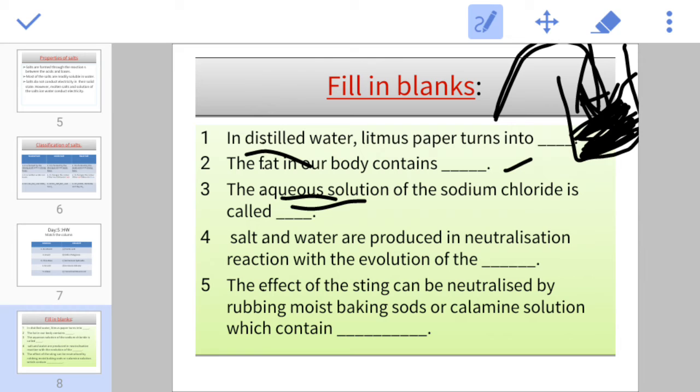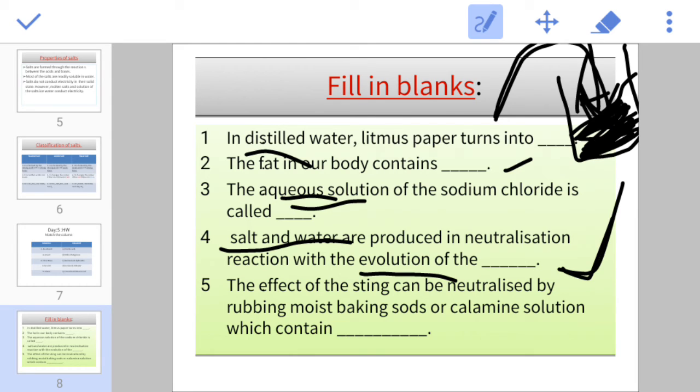And this solution is called dash. Salt and water are produced in the neutralization reaction. We know that when an acid and a base react together, they form salt and water. But there is an evaluation of which substance? Evaluation of what? You have to write here.